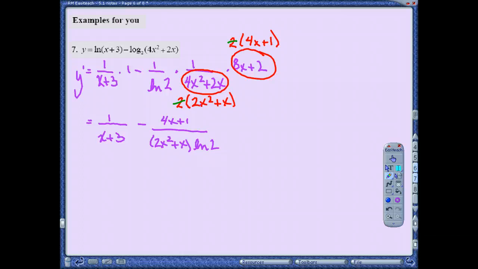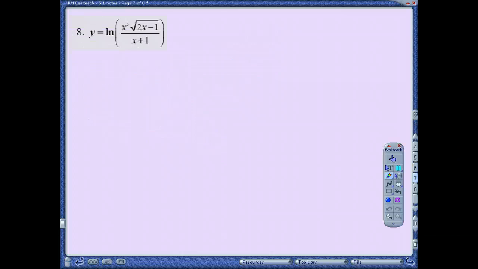Let's check example 8. Now example 8's a little more exciting because if we look at what it is, if we leave it in this form, we'll take 1 over what we're taking the log of, which isn't difficult, but then we're going to multiply it by the derivative of what's inside. Look at what is inside. You've got a product rule, you've got a chain rule, and then you've got a quotient rule, all working at the same time. We do not want that.